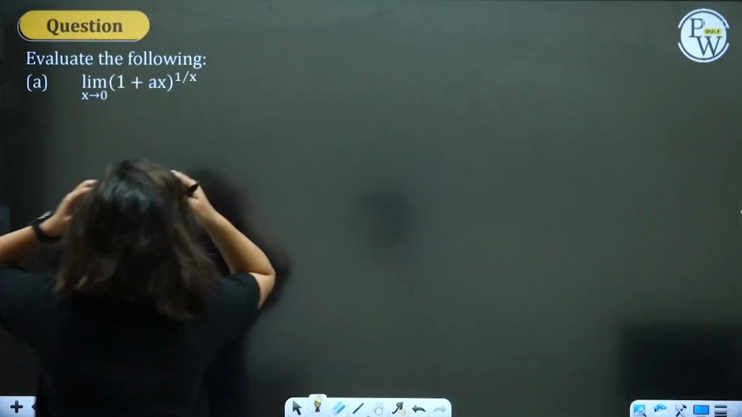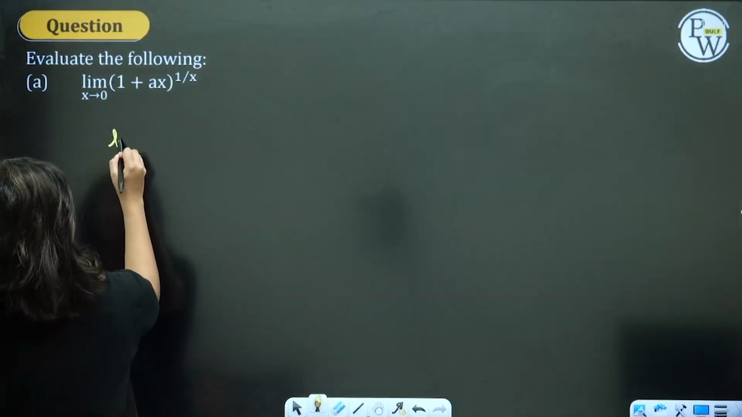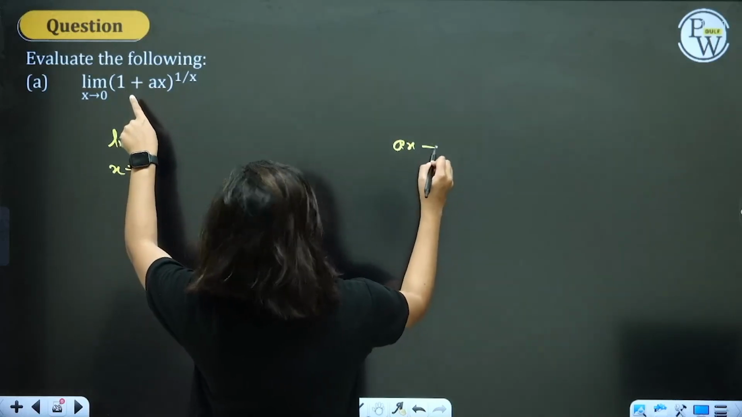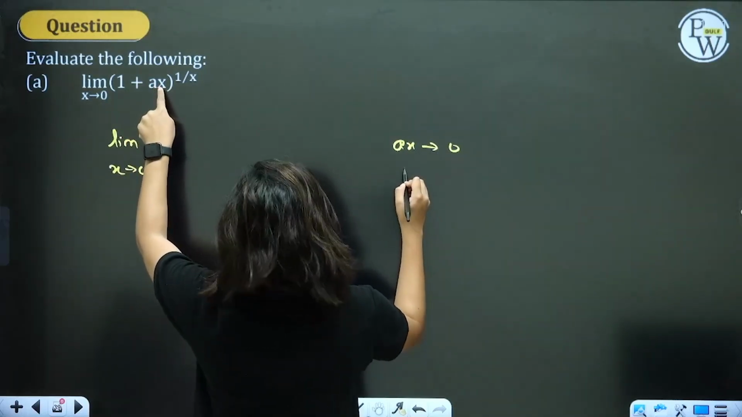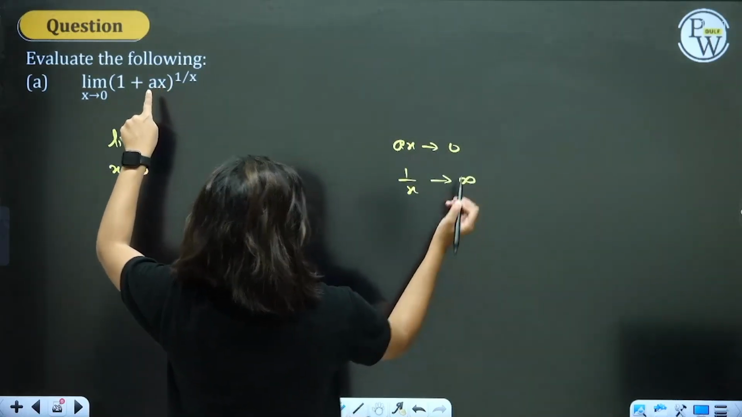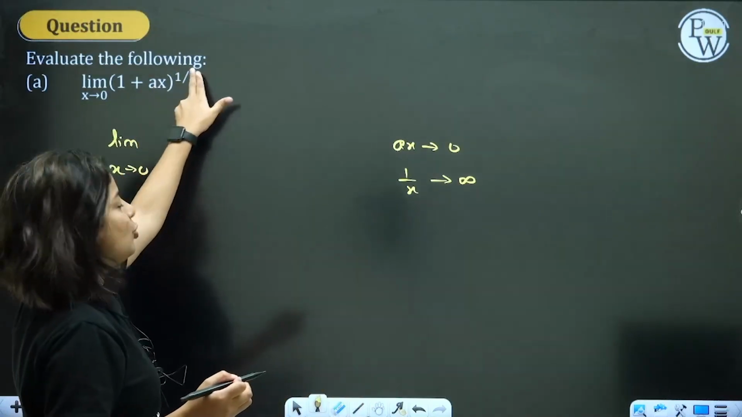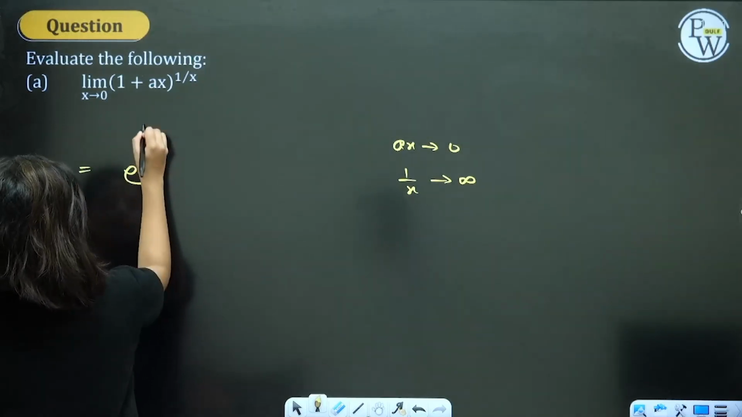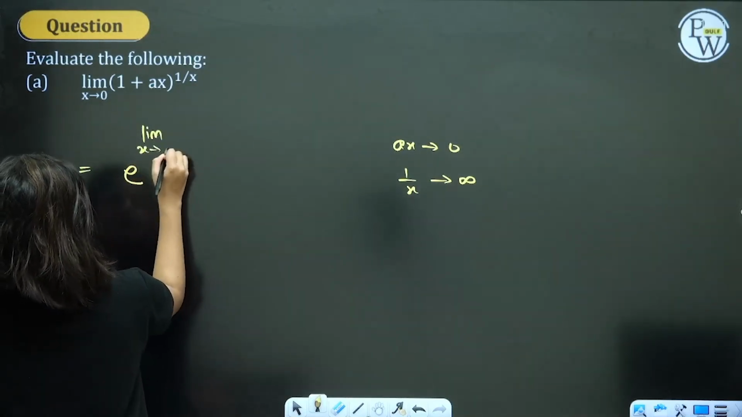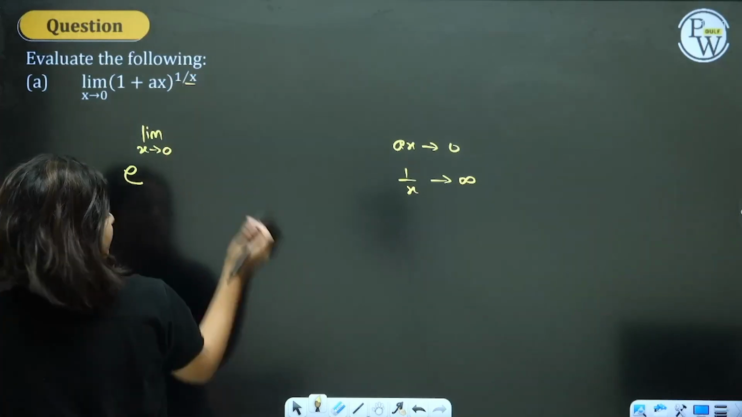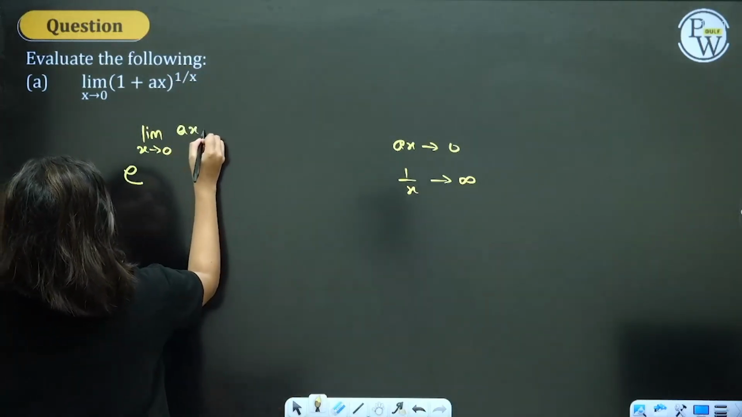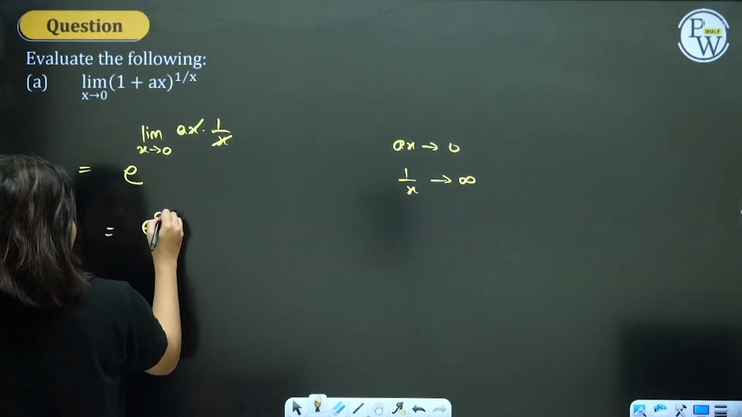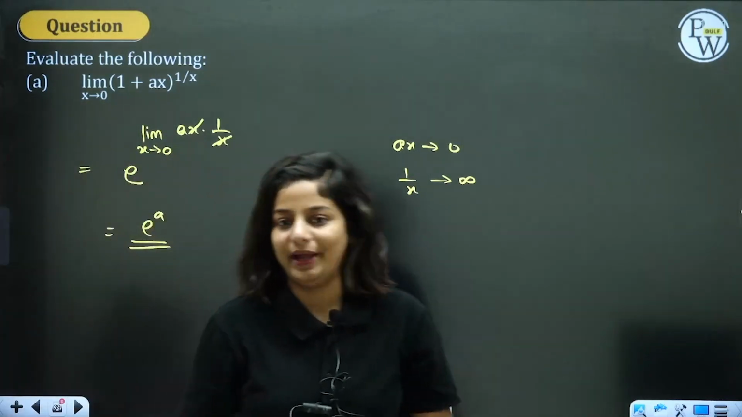Limit x tends to 0, 1 plus ax the whole raised to 1 by x. Aha! Can you see ax is going to 0? When x is 0, ax is going to 0 and 1 upon x is going to infinity. If I have this term going to 0 and the power going to infinity, the answer is simply e raised to limit x tends to 0, f of x into g of x: ax into 1 by x. x cancels. This is e raised to a. The answer will be e raised to a. Done.